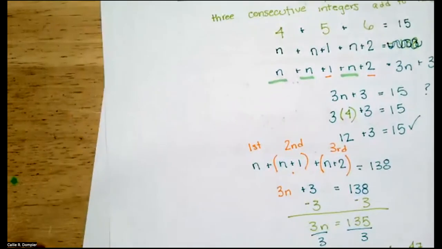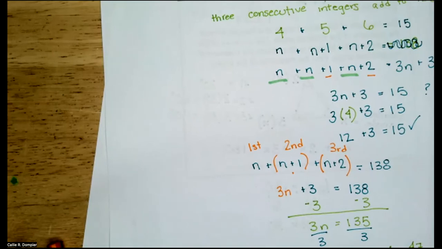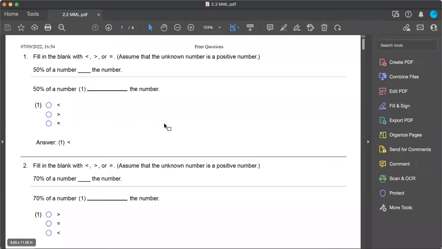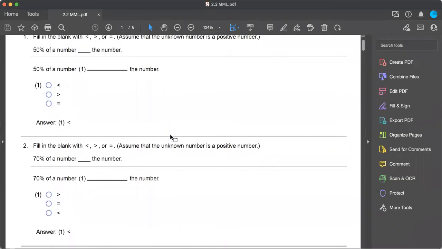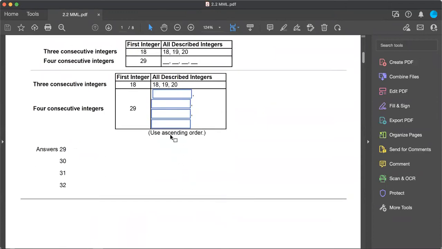All right, so let's go to, one moment. If we're looking at our MyMathLab assignment, let me share it. All right, here's just a random example from MyMathLab.